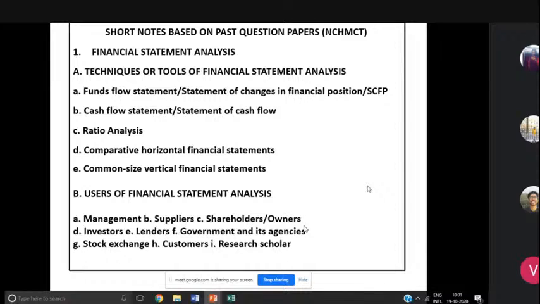Next B, there also put MCQ: who are going to be the users of your financial statement analysis. This is self-explanatory. Management, the suppliers of your raw material or the equipment, the shareholders or owners of the business, investors, lenders, government and its agencies, stock exchange, customers, and a research person. I think this is self-explanatory. Again, write down MCQ.